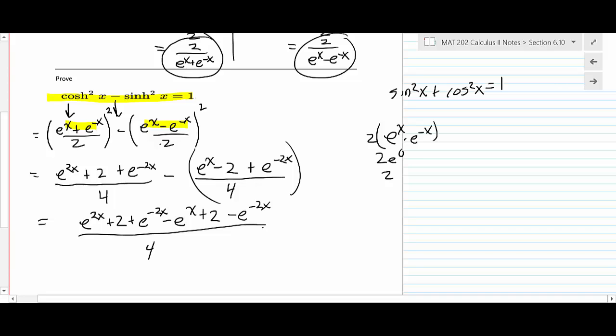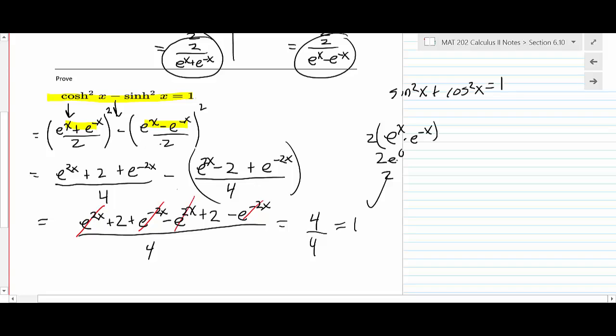All right, what do you see happening, if anything? A bunch of things cancel, right? Boom, boom. I missed something, didn't I? I missed that. Shoot. Okay, that's an e to the 2x. That's an e to the 2x. So those cancel. Look what you're left with. Looks like you're left with 4 over 4. So we got 1. So we proved it.